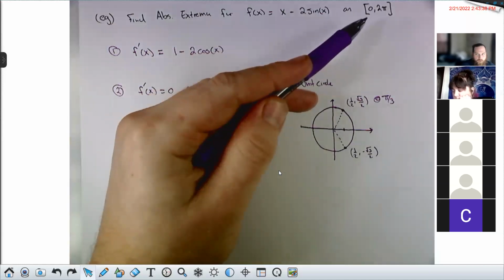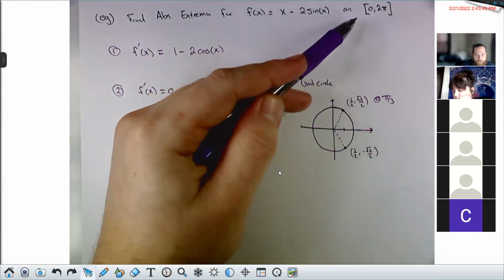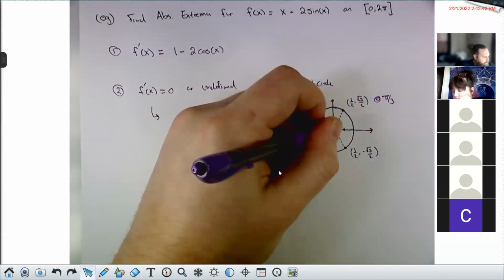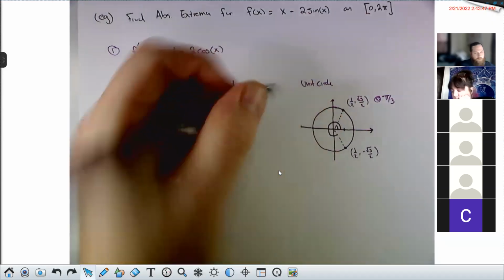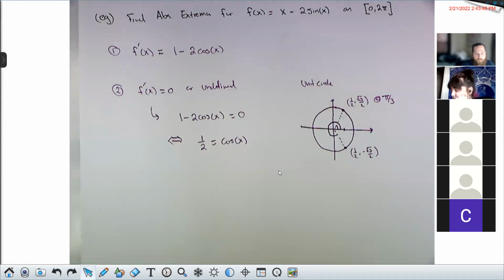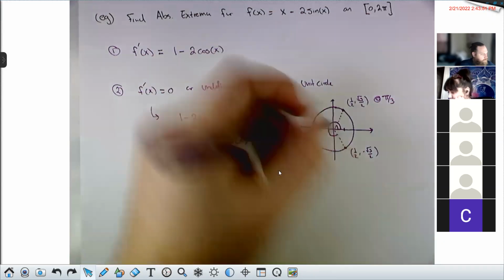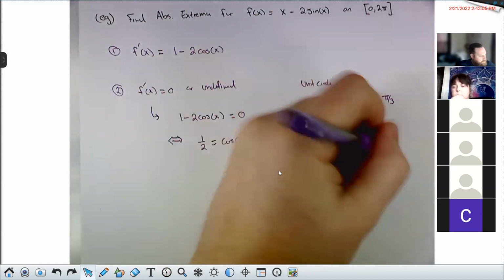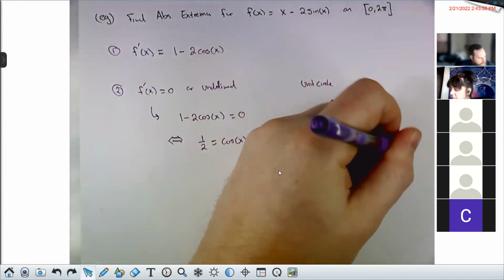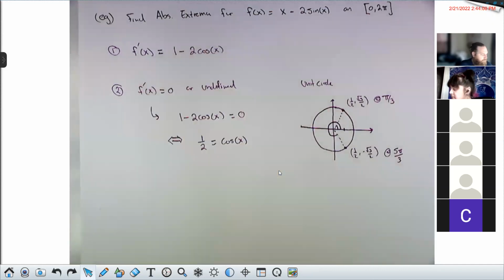But we're trying to pay attention to the interval 0 to 2 pi. So I'm thinking about rotating around like this. All the way around would be 2 pi, which is 6 pi/3. This is 1 pi/3 less, so this is at 5 pi/3. So those are our critical numbers, if you want to call them that, right? f prime is equal to 0.